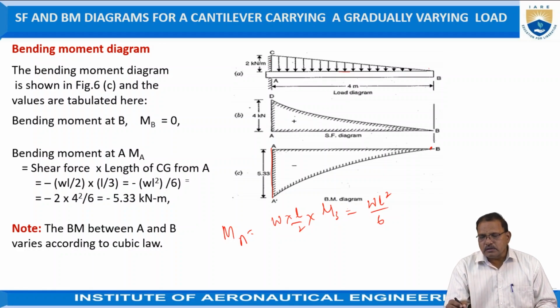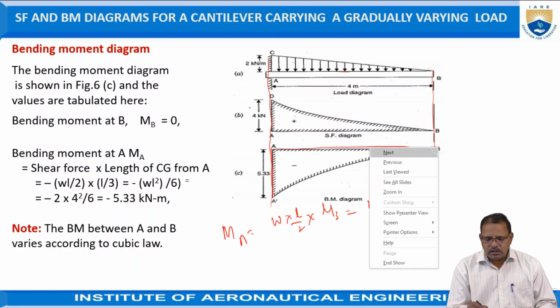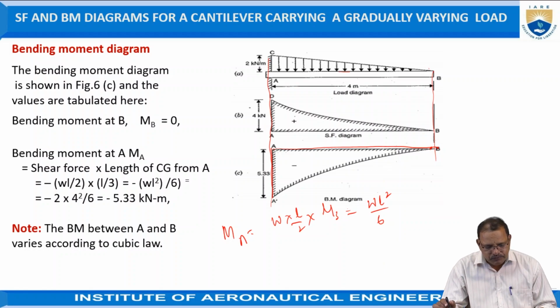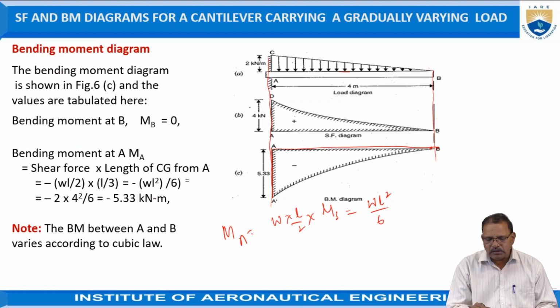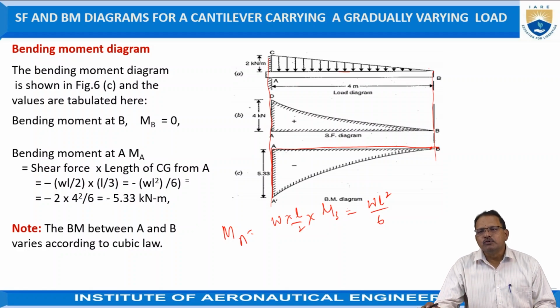Hence, in order to draw the bending moment diagram, from B draw one line, and from point A draw one more line to represent the length of the beam. Take horizontal lines. At B the value is equal to 0. At A draw a vertical line in the downward direction to represent 5.33 according to a suitable scale. Assume the suitable scale is 1 kilonewton meter equal to 10 mm, so we take 53.3 mm, and join these two points by a smooth curve. That curve is called a cubic curve. This diagram is called the bending moment diagram for the cantilever beam when it is subjected to gradually varying load.